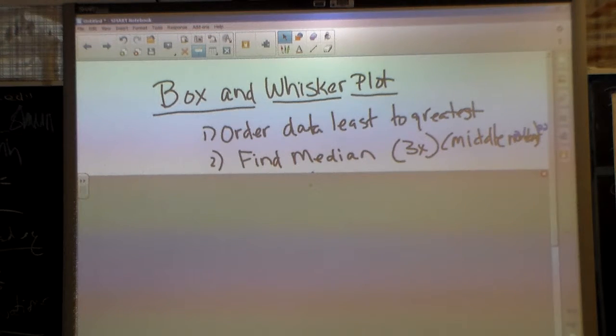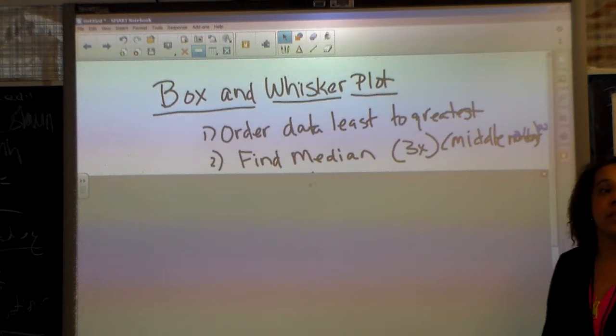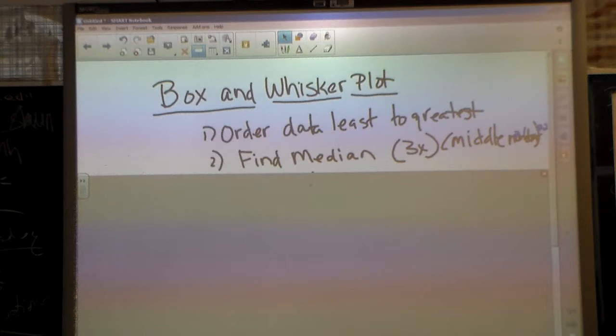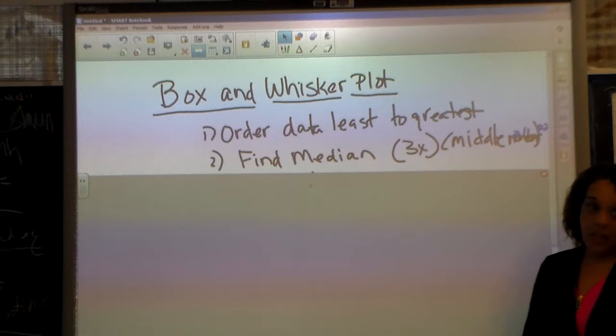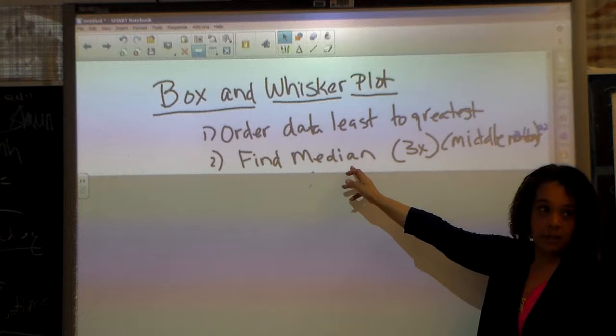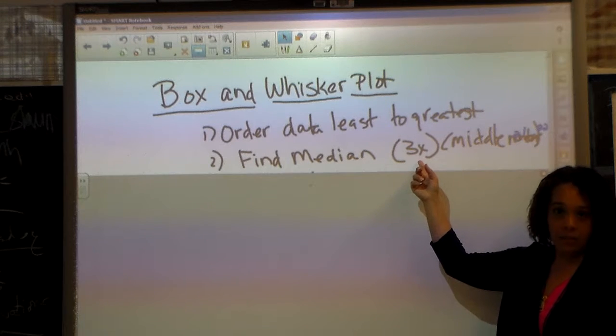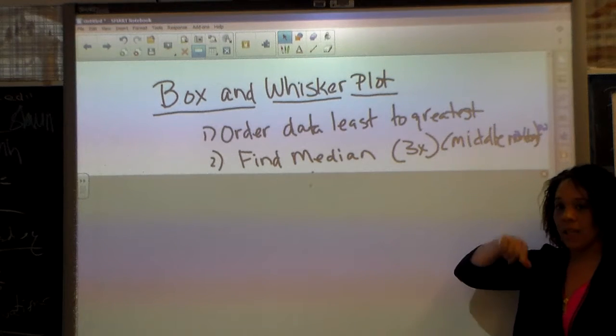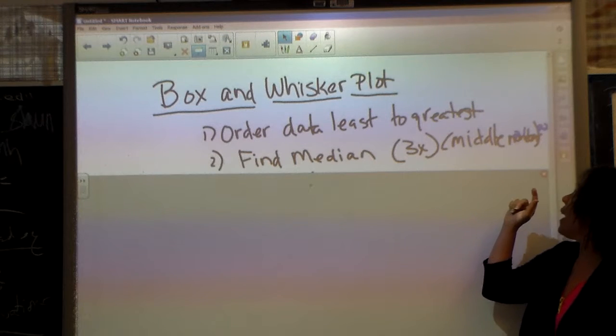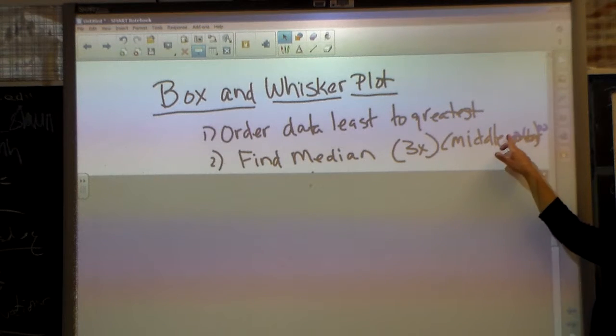So when you're given a set of numbers, the first question gives you a list of numbers. The second question is going to give you a table of values for salespeople. So in both cases, you would order your information from least to greatest, and then you have to find the median 3 times. That's what this 3x is in there, the median 3 times. And as a reminder, the median is the middle number.